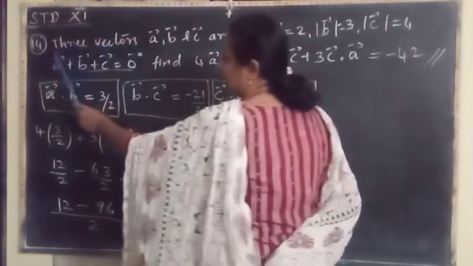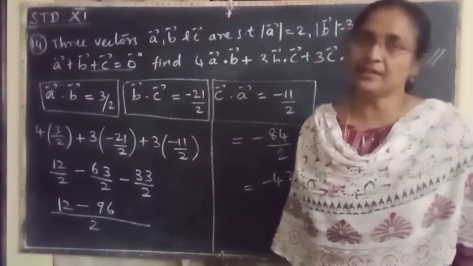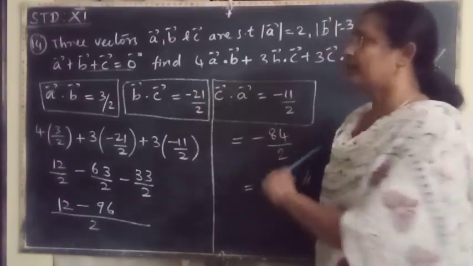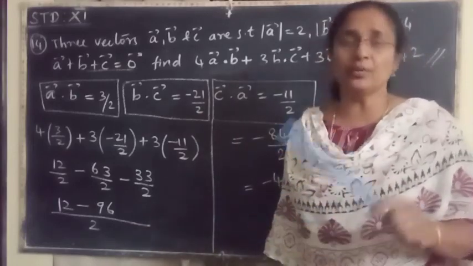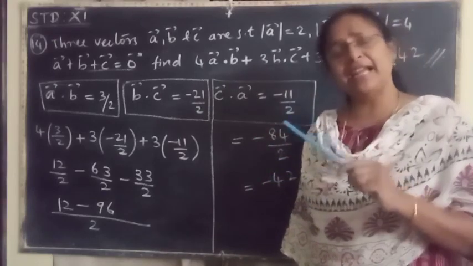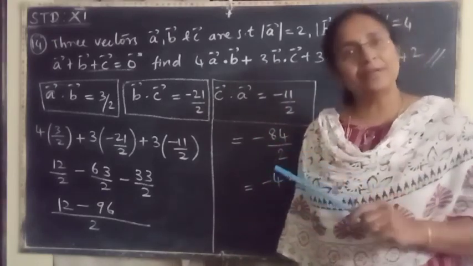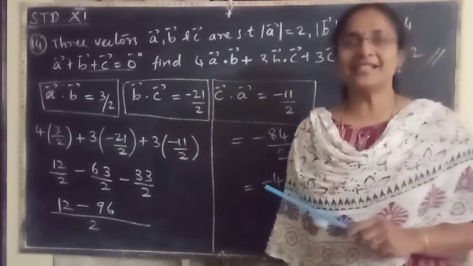So it's going to be a very simple sum. So we are going to start with this clue: a vector plus b vector plus c vector equal to 0. Is it clear, students? So we have discussed all the 14 sums of this exercise 8.3. What you are going to do, you are going to learn the concept properly so that if you get any creative sum, you will be able to attend this type of problems. Is it clear, students? Thank you.